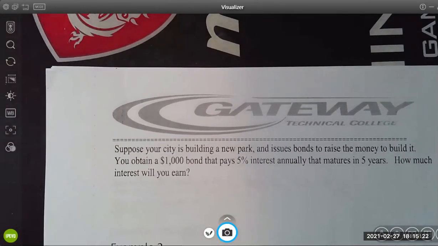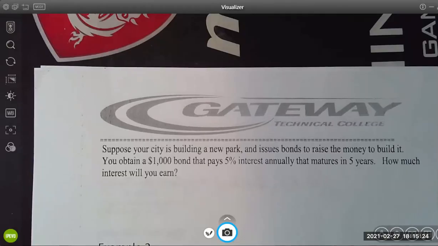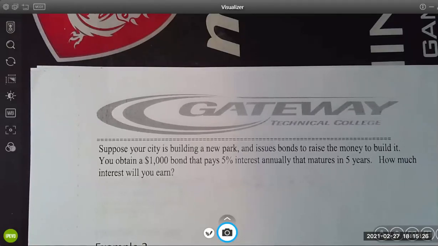This is the very first one. Usually the first example is the simplest. Let's take a look at it. Suppose your city is building a new park and issues bonds to raise the money to build it. You obtain a $1,000 bond that pays 5% interest annually, so an annual interest rate, and that matures in 5 years.